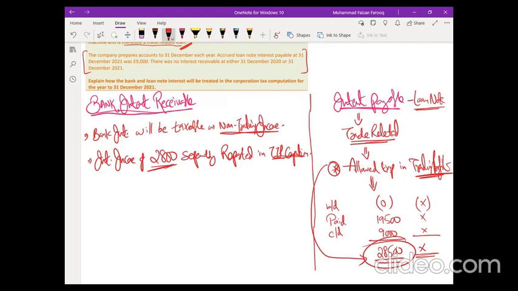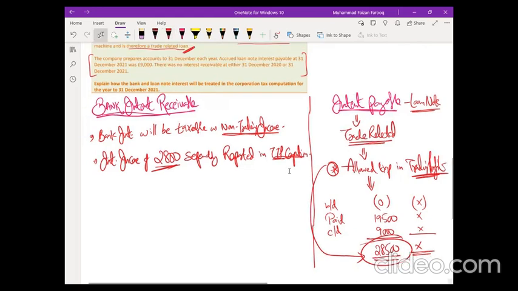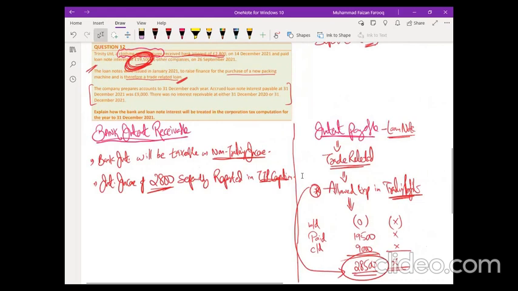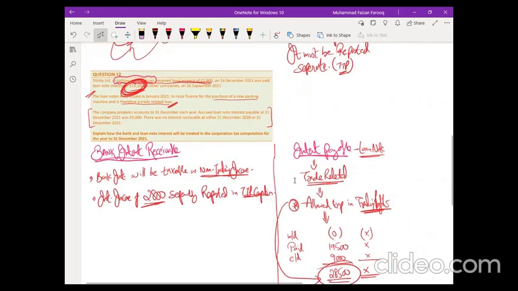Allowed expense means because it's a trade related loan, the interest of the loan will be allowed. Will be allowed means it will be deducted from your net profit. You got my point? And the allowed amount will be calculated as per the formula. The formula is interest paid plus closing balance minus opening balance. Interest paid plus closing balance minus opening balance. Okay.